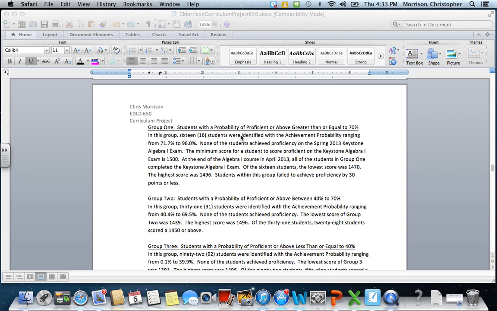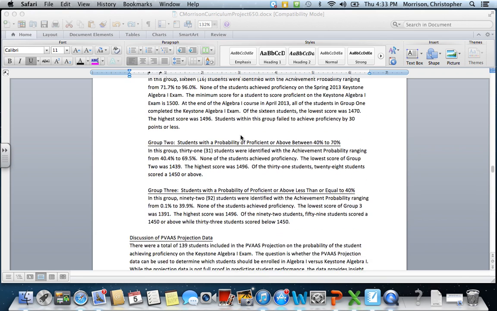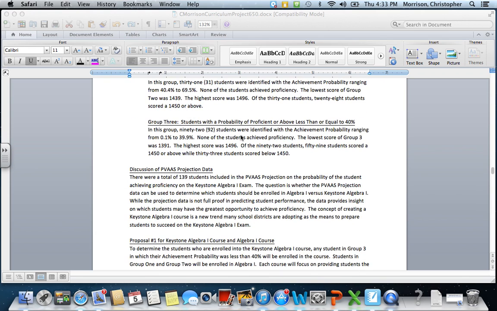what students had the better chance of being proficient during their 9th grade year at the end of the Algebra 1 course. So based on the data, I was able to predict what students may be the ones that would benefit from different types of Keystone preparation.